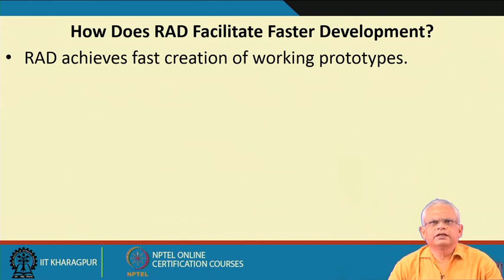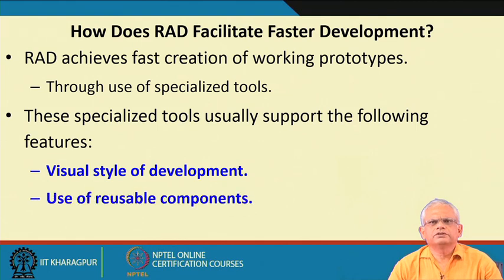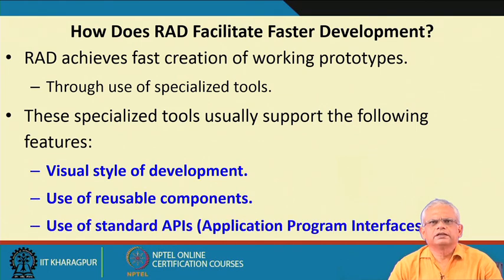The RAD model achieves faster development. It encourages use of specialized tools. The tools should support a visual style of development like drag and drop, use of reusable components and use of standard APIs. These are some things that are supposed to help the software be implemented faster.